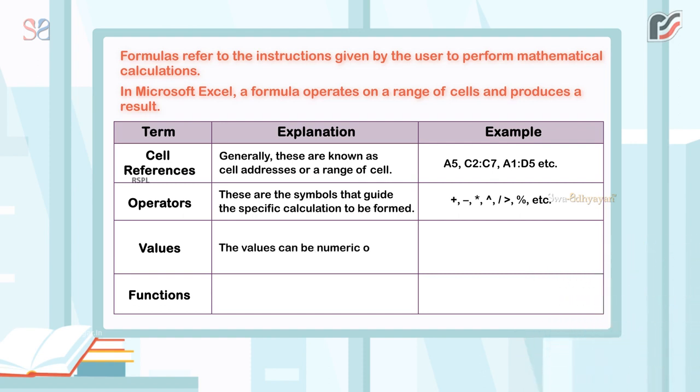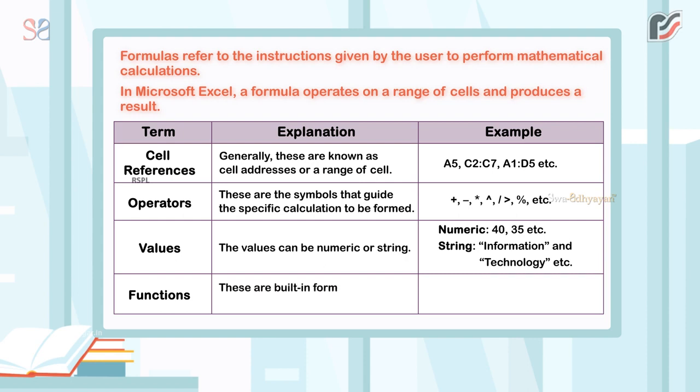Values can be numeric or string. Now, what is numeric? Numeric values are numbers. For example, 1, 2, 40, 35, and so on. And what about string values? They are information, technology, etc. Functions are built-in formulas in Microsoft Excel to do any calculations like sum, average, minimum, maximum, etc.